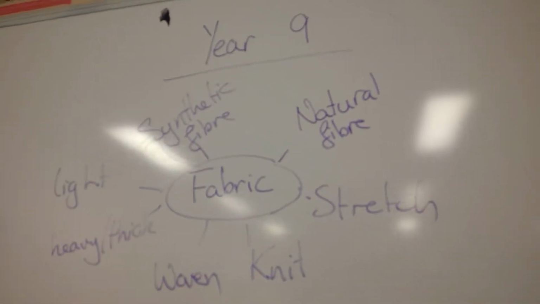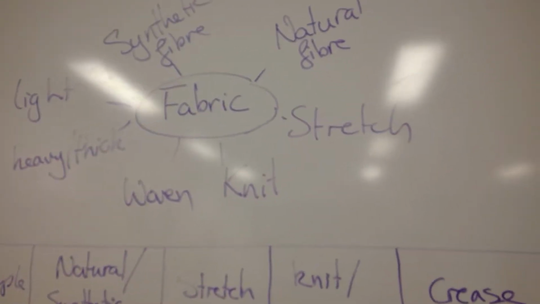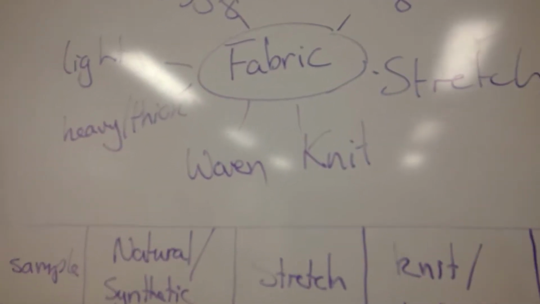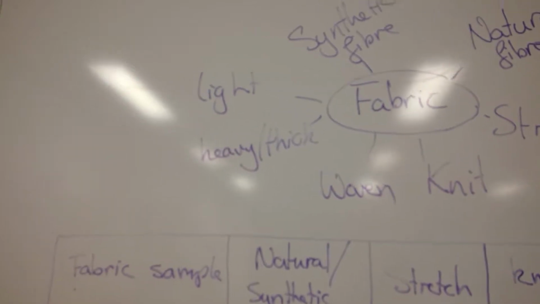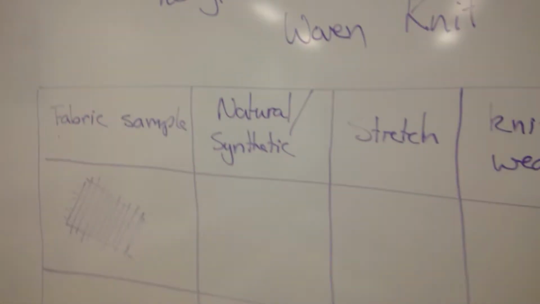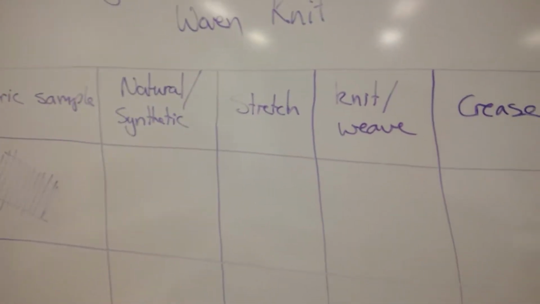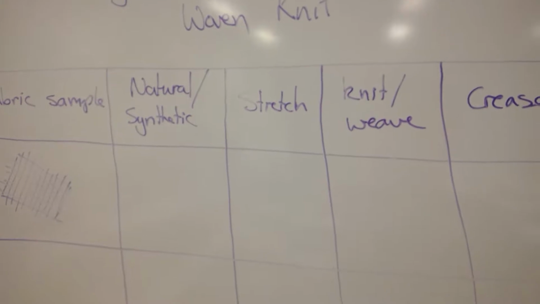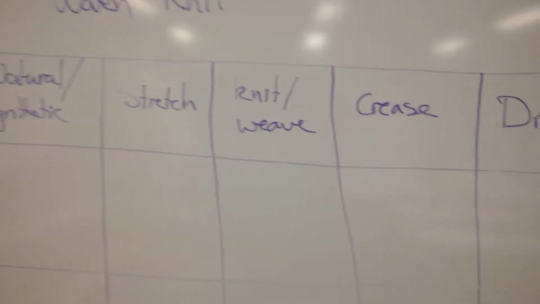When we look at whether it's natural or synthetic, we could then look at other properties like whether it's got stretch to it, whether it's got a knit or a woven method for actually putting the threads into a fabric, whether it's a light or a heavy weight. This is the table that you're going to be doing up for yourself. Once we've discovered whether it's natural or synthetic, which I'll show you how to do, we can then look at the stretch, look at the knit and weave.